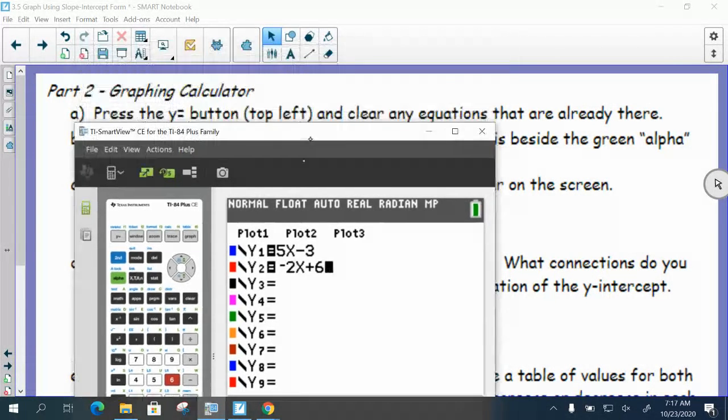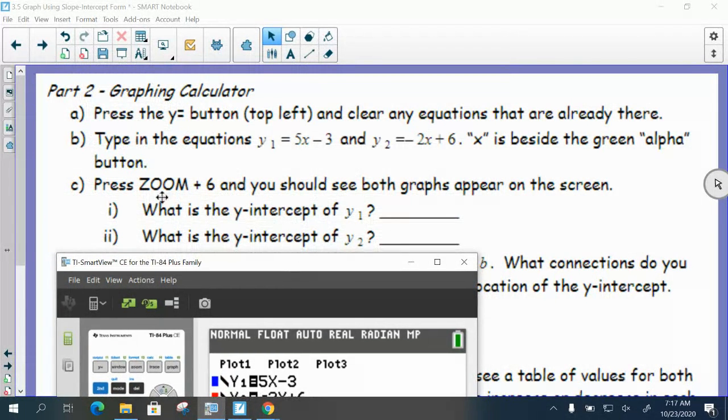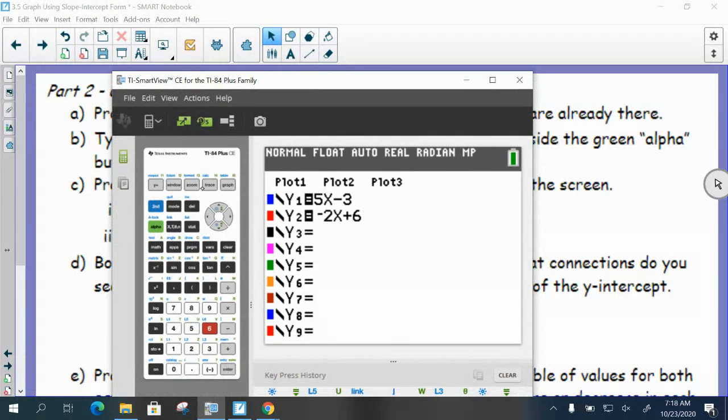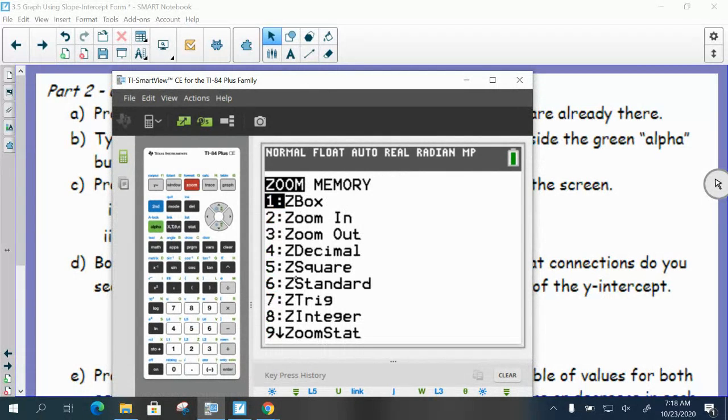Okay, so now we press zoom 6, and you should see both graphs appear on the screen. So press zoom and then 6. You can either scroll down to 6, or you can just press the 6 button. That says standard. That gives you the negative 10 to 10 window.